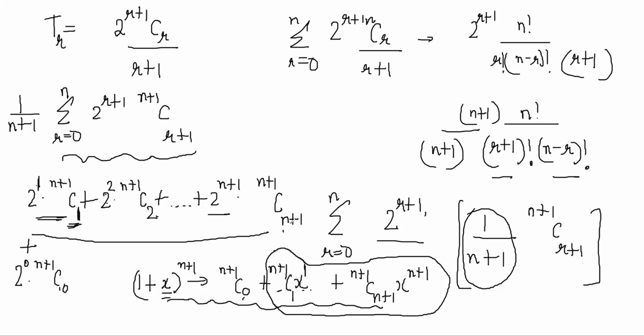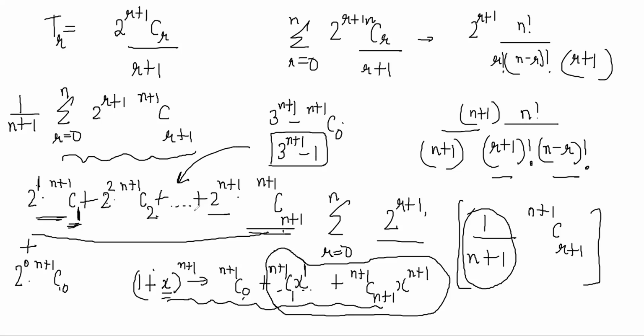So basically 3 power n plus 1 minus n plus 1 c0, which is 3 power n plus 1 minus 1, is this part. This summation is 3 power n plus 1 minus 1, divided by n plus 1.